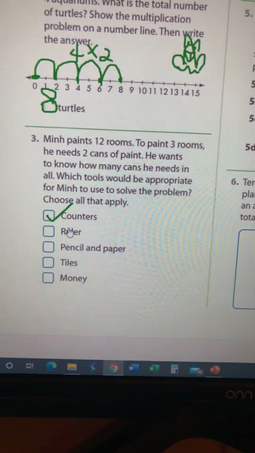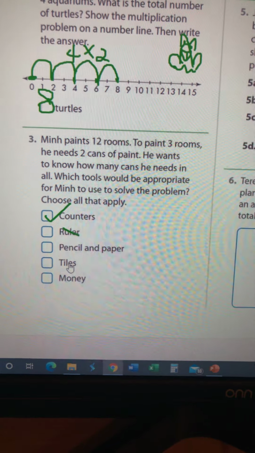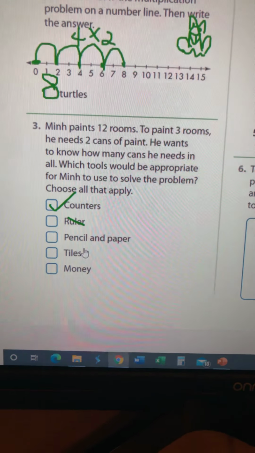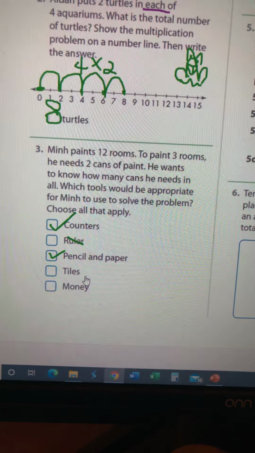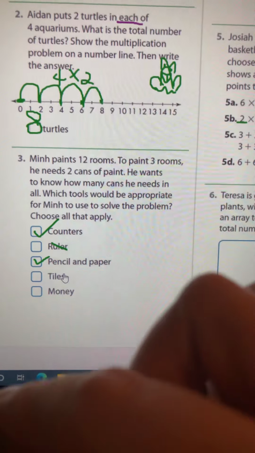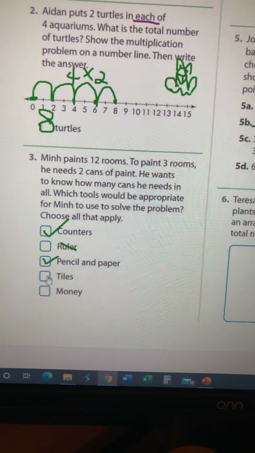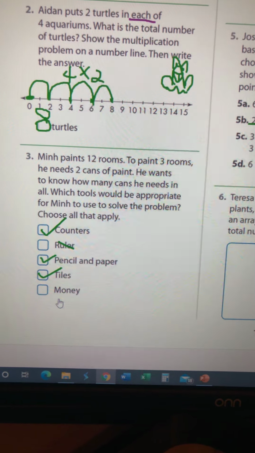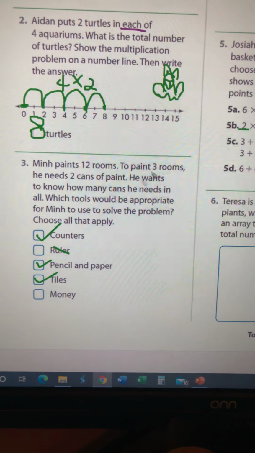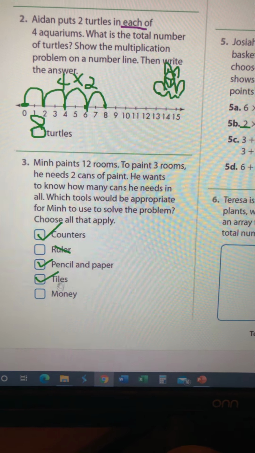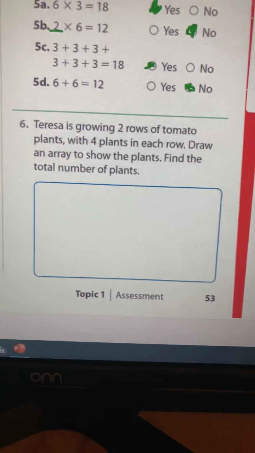Use a ruler to multiply? Nah, that's kind of weird. Not a ruler. Pencil and paper? Well, yeah, if I gotta write it down. Tiles. Tiles could be little bitty squares, like at the top of the test where they had the little green squares. So instead of circles, it's squares. Sure, we can use that. Money. Are you gonna use money to multiply and find the answer to this problem? Probably not. Okay? All right, last one on this page.